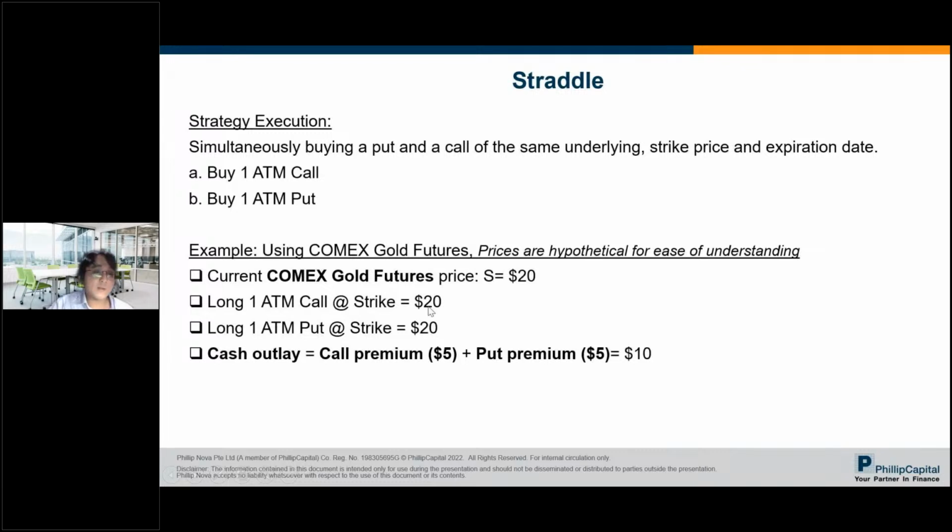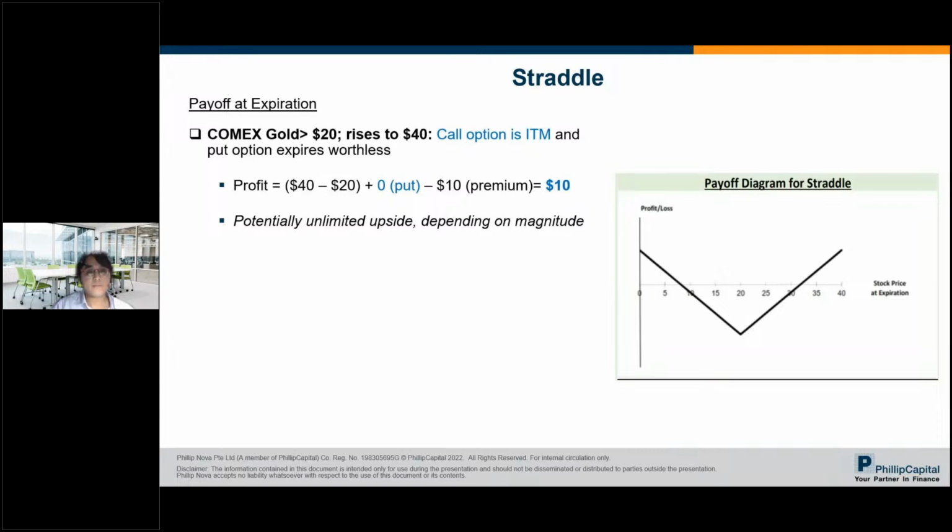Recall again that because we are buying two options, we have to pay double the premium prices. So the key thing is that the price movement has to offset the premiums that you pay. So let's look at one scenario. Let's say the price of gold increases above $20. It rises to $40. So the call option is in the money, while your put option expires worthless. So this is the profit formula over here.